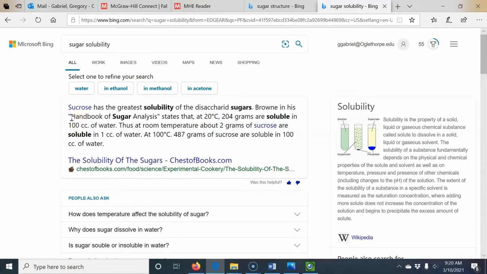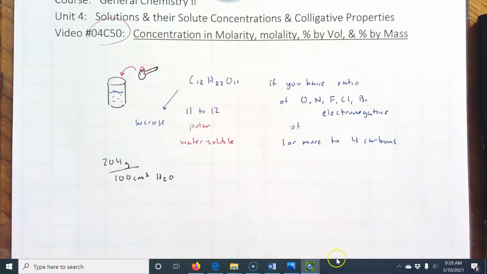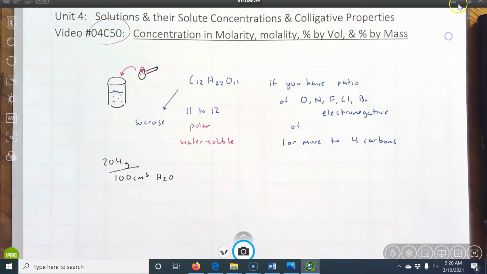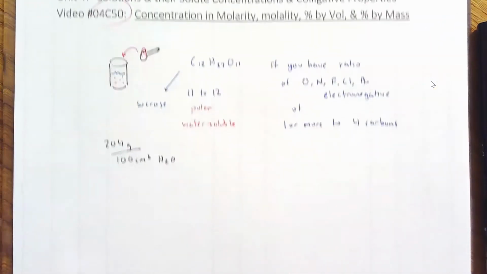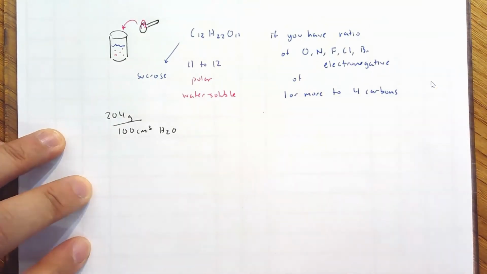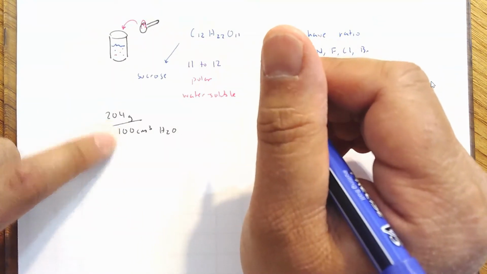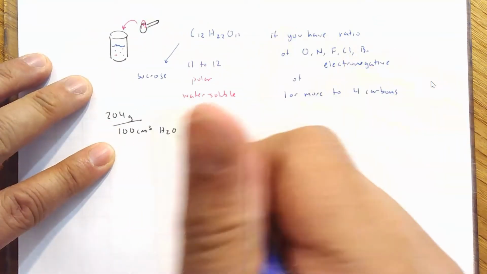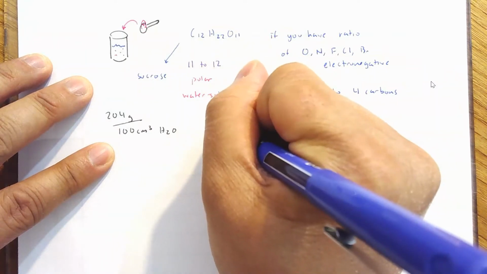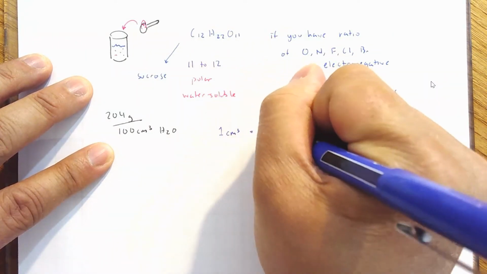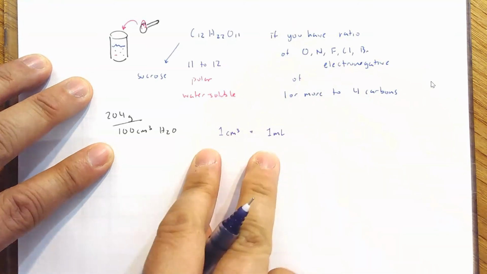Let me write that down. 204 grams per 100 cubic centimeters of water. Let's take a look at that concentration on paper. Okay, it's right there. So they chose to express the amount of sugar in grams and the amount of water in cubic centimeters. We know that 1 cubic centimeter equals 1 milliliter for any substance because both of these are volumes.